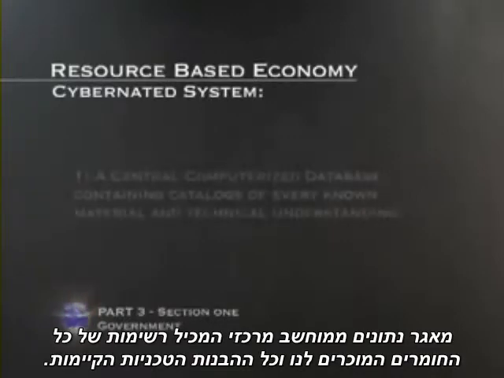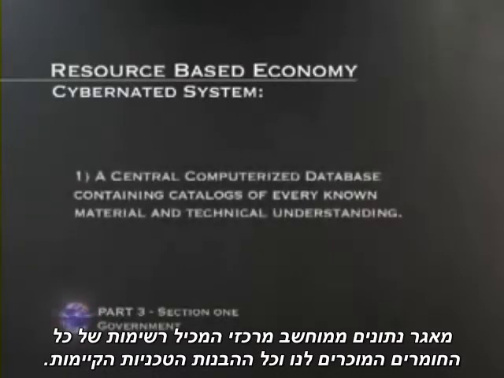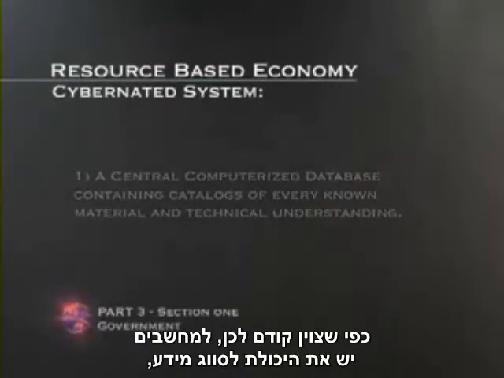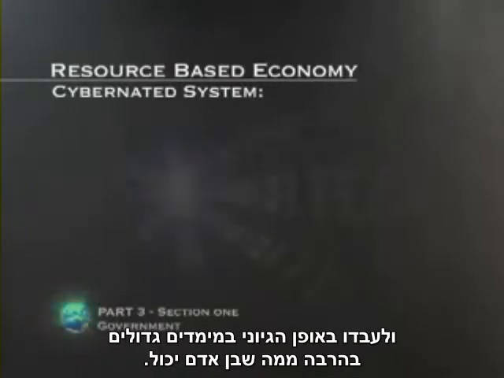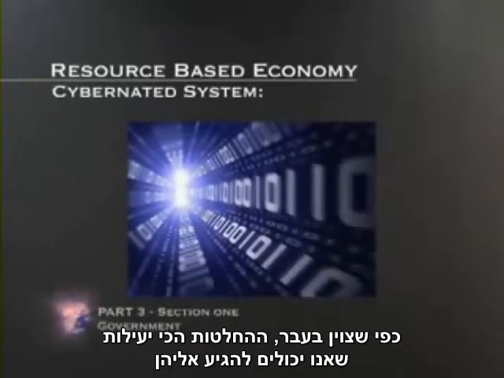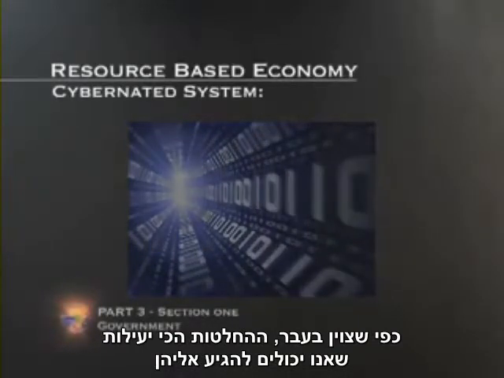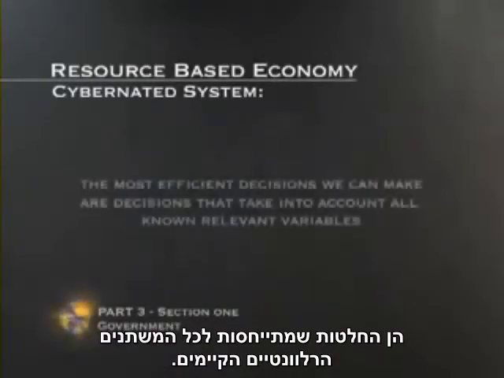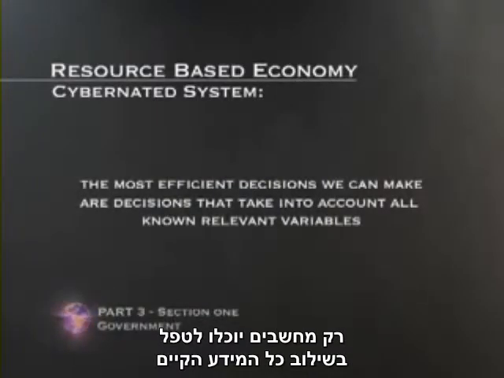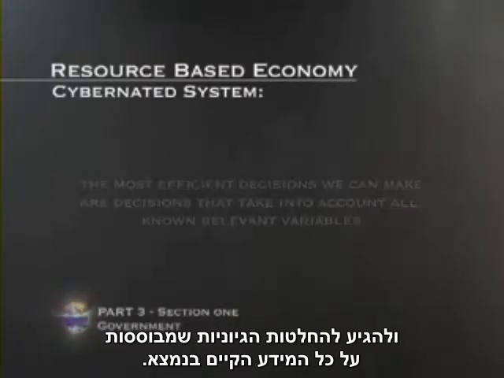1. A central computerized database containing catalogs of every known material and every known technical understanding. As noted previously, computers have the ability to catalog information and logically compute it on a scale much larger than any human can. As stated before, the most efficient decisions we can make are decisions that take into account all known relevant variables. Only computers will be able to handle the integration of all known earthly knowledge and come up with decisions that will be logically based on the full known range of data.